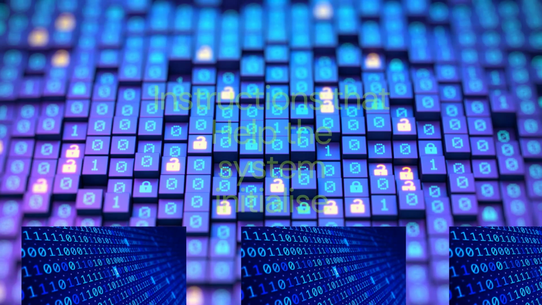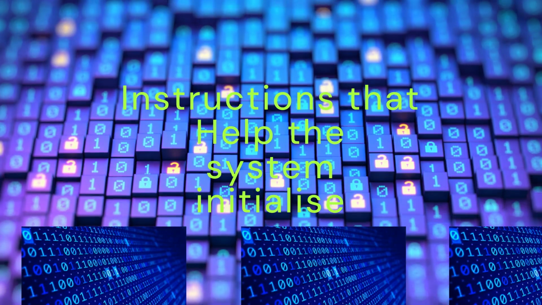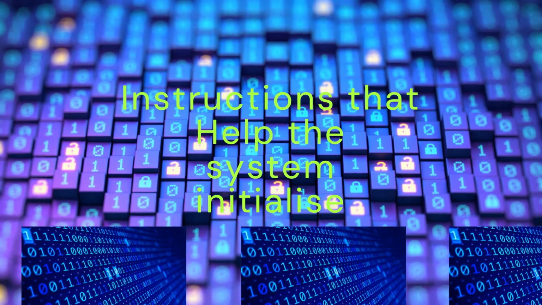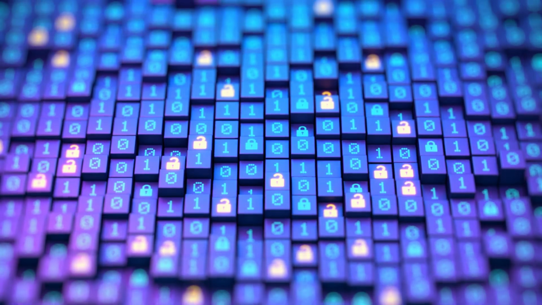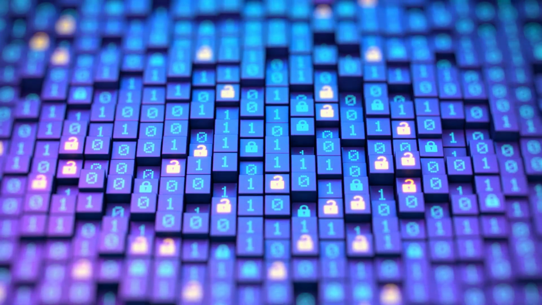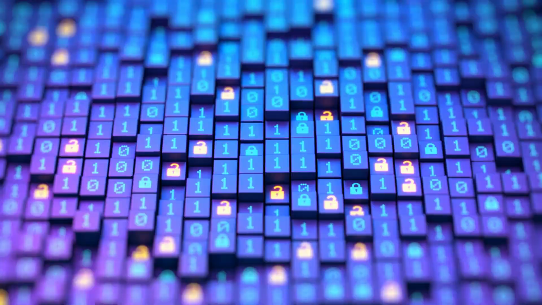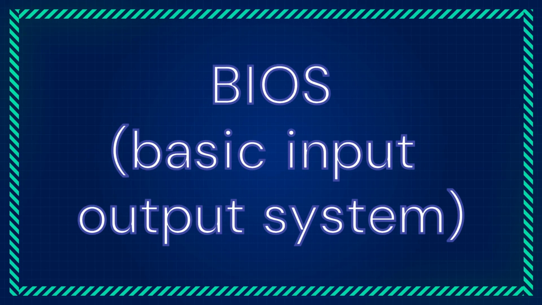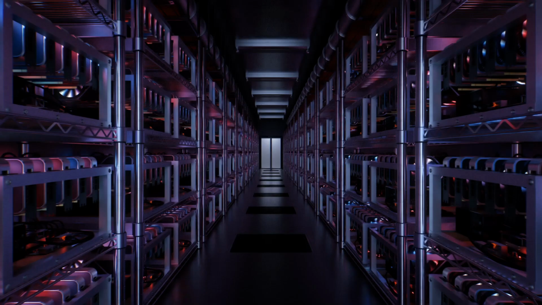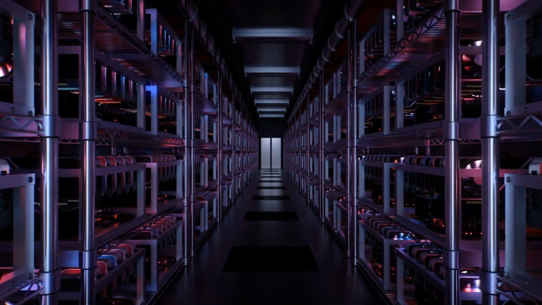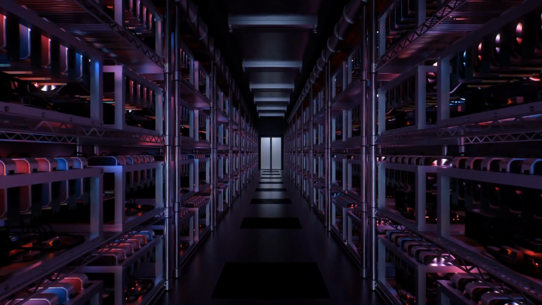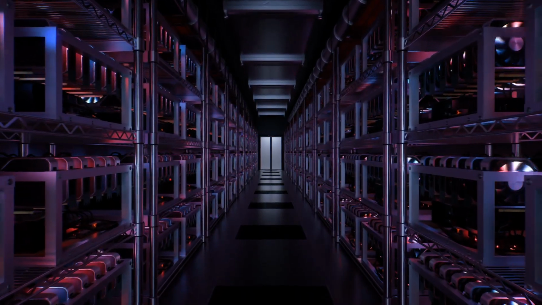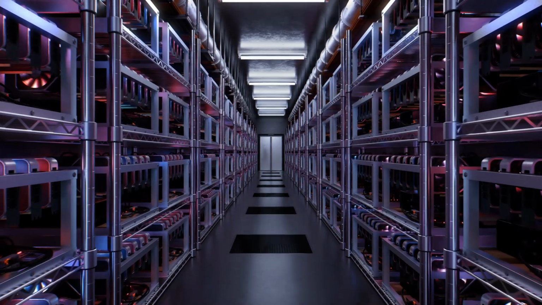ROM holds the data needed to start up your computer, like instructions that help the system initialize the hardware and load the operating system. This set of instructions in ROM is often called firmware or the BIOS, which stands for Basic Input-Output System. That startup process you see when you first turn on your computer, that's your ROM at work. It holds all the essential instructions needed to get your computer running.